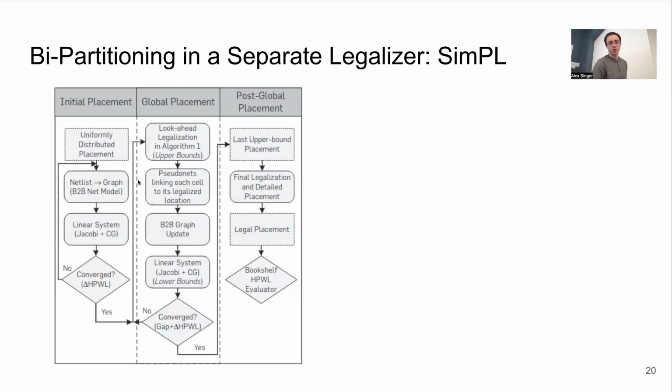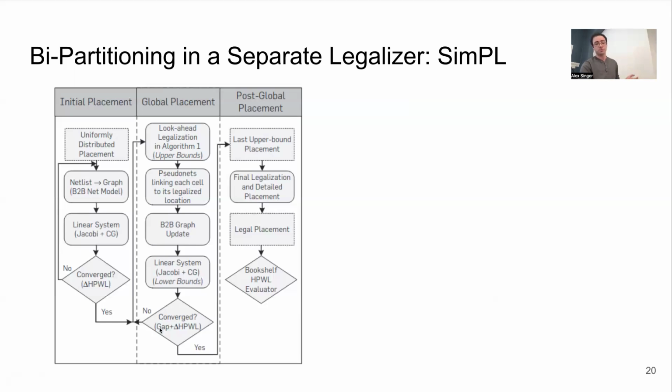Once that happens, we go into a look-ahead legalization, which is going to be the topic of discussion for today. We're then going to attach anchors from the movable blocks to the legalized positions in the solvers. And then we're going to do the bound-to-bound solve again. Again, it's just this little loop back and forth until we've converged. And then we go back to doing look-ahead legalization, and we do this again and again until hopefully the gap between our solved solution and our legalized solution approaches each other.